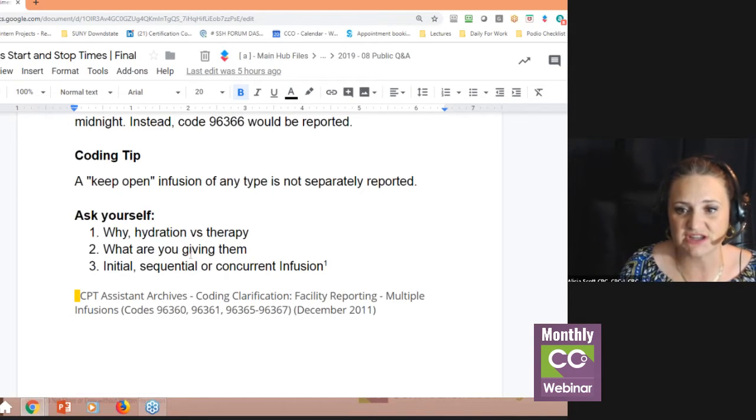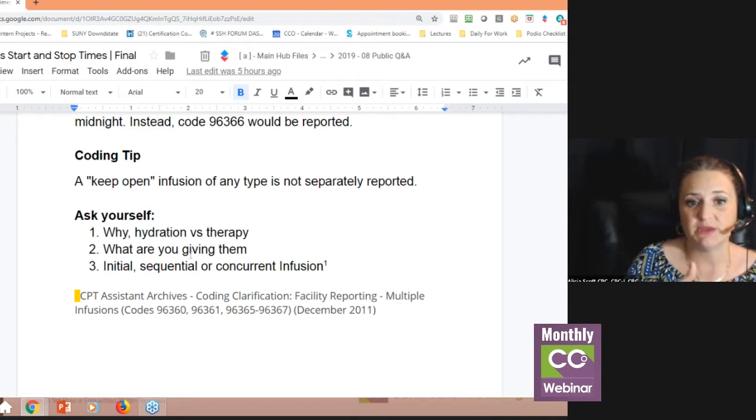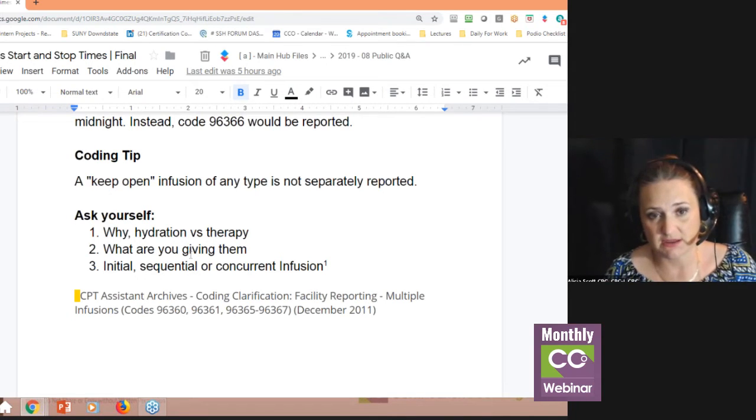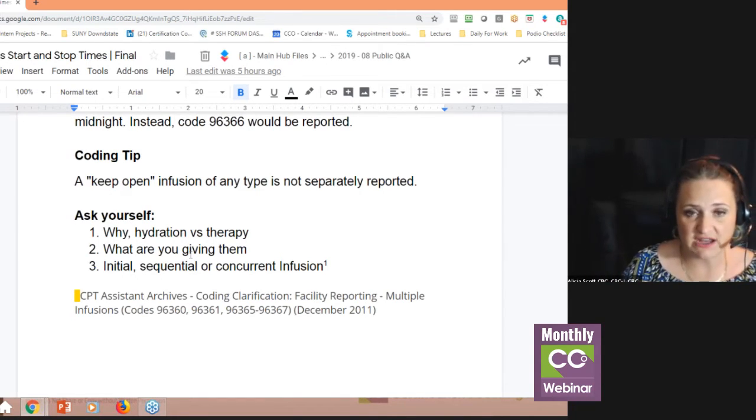So you've got to ask yourself ultimately, as we wrap this up, why did they put in the IV? What was the purpose for the infusion? Is it going to be hydration? Is it going to be therapy? You know, and they get this all divided up. And then it says, what are you giving them? What's the drug? That's going to have to be coded. Okay, we're going to do a potassium push. Right. And then is it initial, sequential, or concurrent infusion?